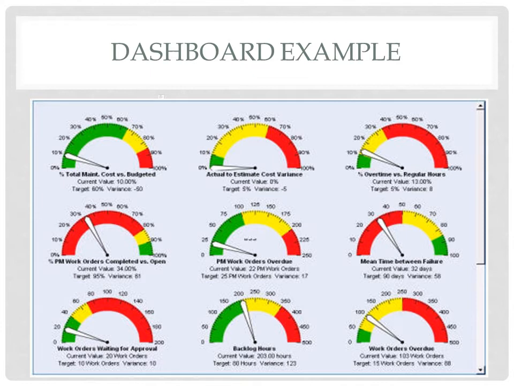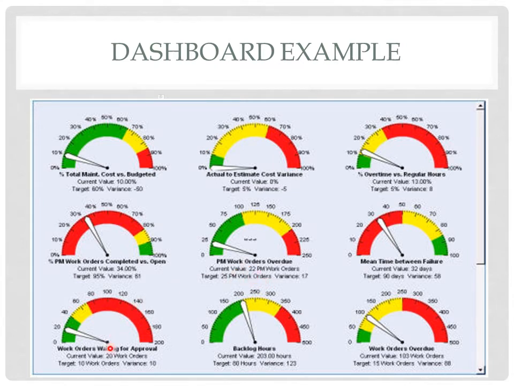It looks like, if you want to look at those real quick, our total maintenance cost for budget, we're looking pretty good. We're actually under our target. If we look at our actual to estimate cost variance, again, we're doing pretty good. Our costs, we're managing our money. PM work orders overdue, again, we're doing well here. We're staying within our target.